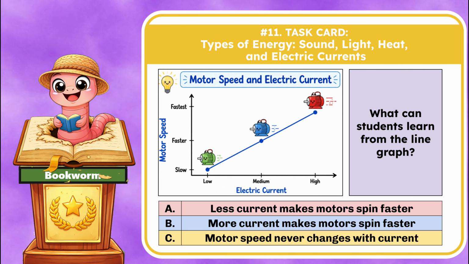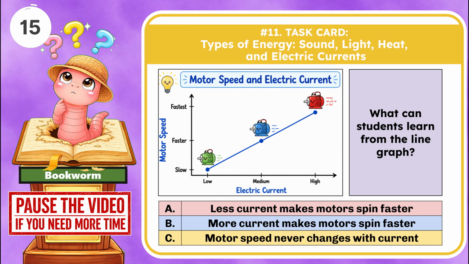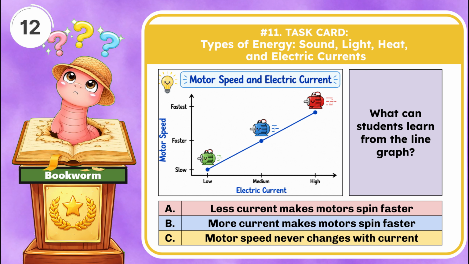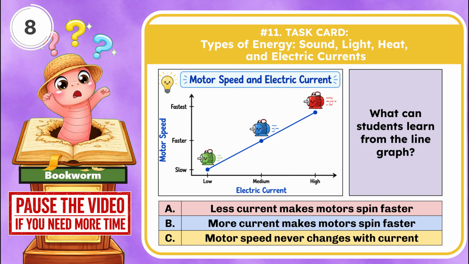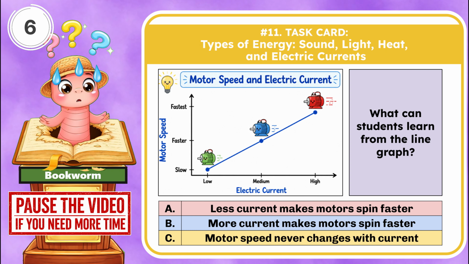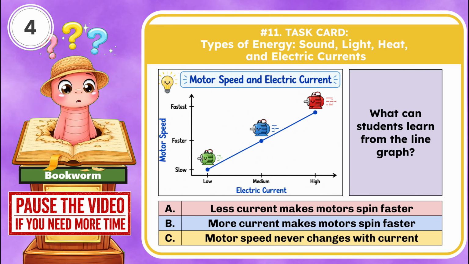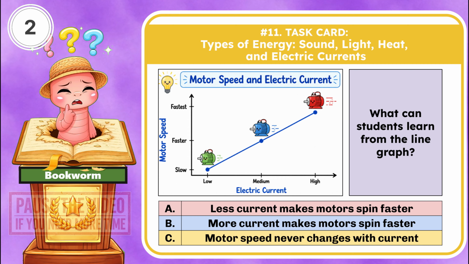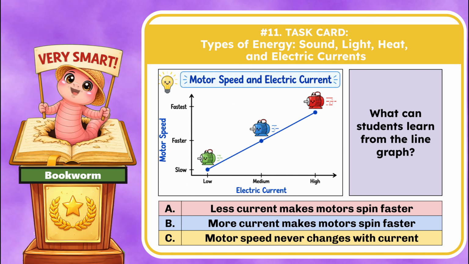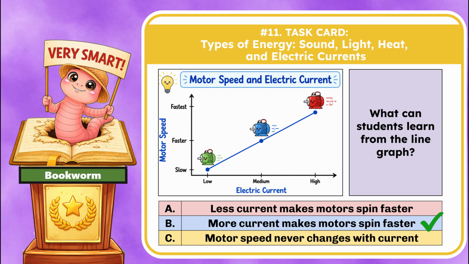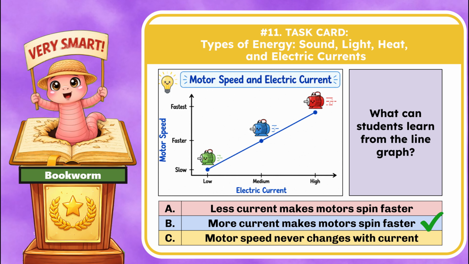What can students learn from the line graph? And the correct answer is letter B. More current makes motors spin faster.